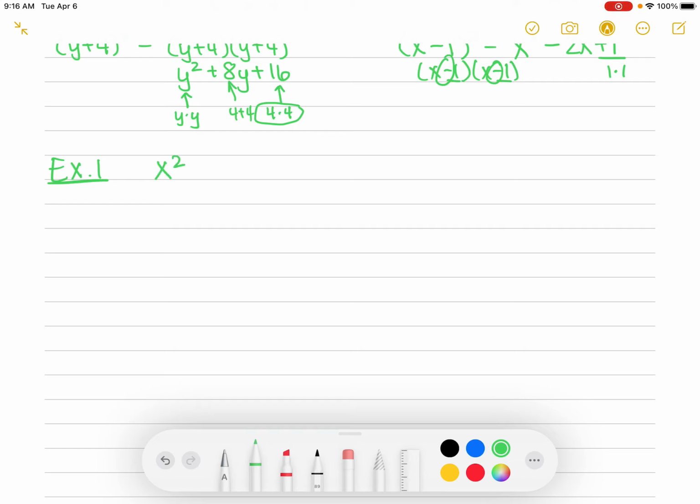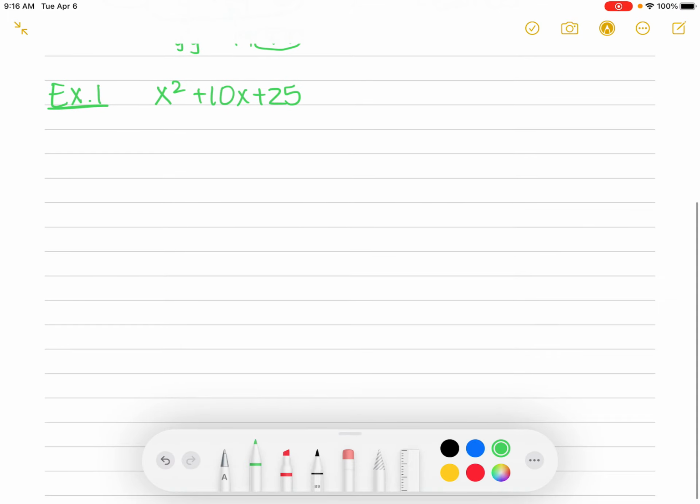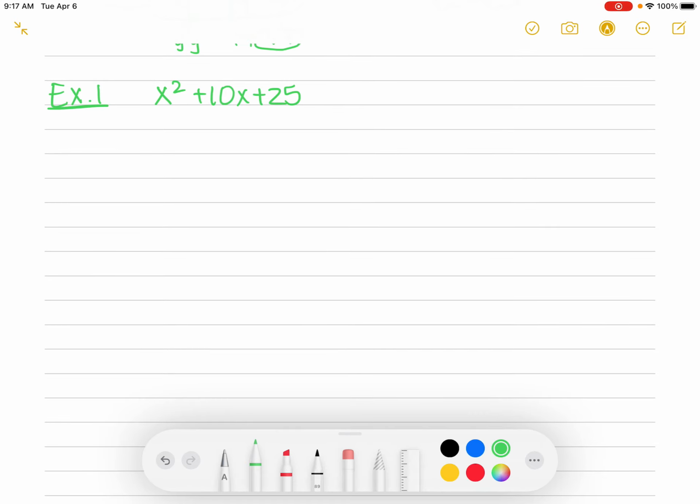We have x squared plus 10x plus 25. Remember, factoring is going backwards, so it's like taking this problem right here and working backwards to get this. So we're going to do that here. First, I'm going to ask myself, is there any number I can take out of this? Because you want to factor out any numbers first, and there is not. So now I'm going to look at if these are perfect squares.